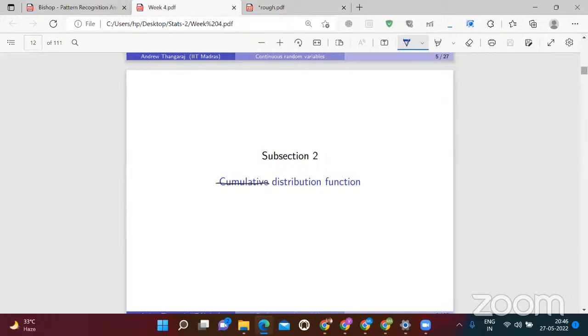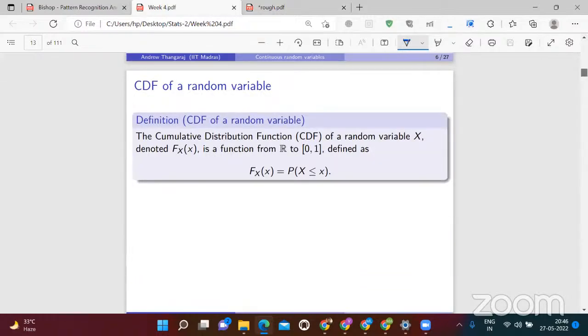Can somebody define the CDF? What is that cumulative distribution function or distribution function, with respect to discrete or with respect to continuous? Like, for the formula. Correct.